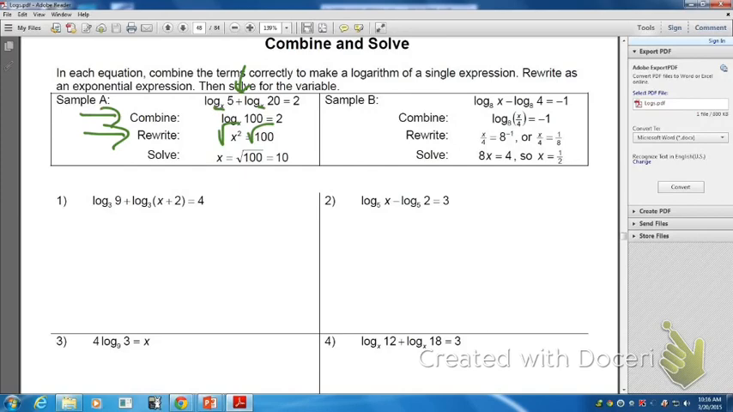Okay? Let's take a look at our second example, example B. In example B, they both have a base of 8. They are being brought together by subtraction. So what would you do with the x and the 4? We would bring them together as division, right? So when we combine them right here, that gives us log base 8 of x divided by 4 equal to our negative 1.